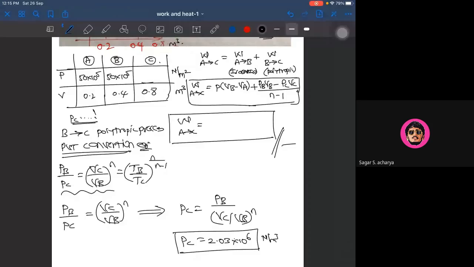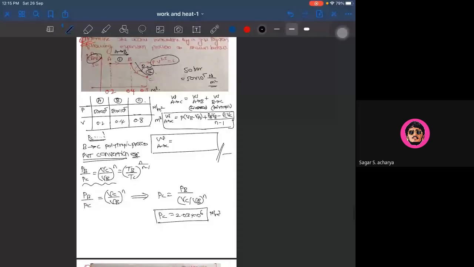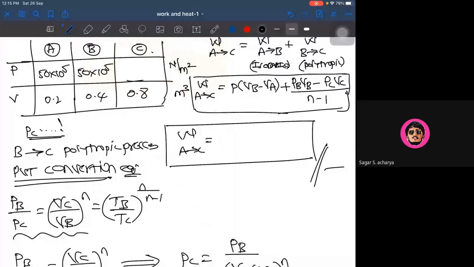If you have any problem while calculating the things, you can discuss it openly because your doubt will be some clarification for the other guys also. 2.5 into 10 to the power of 5. What is that? The work done?